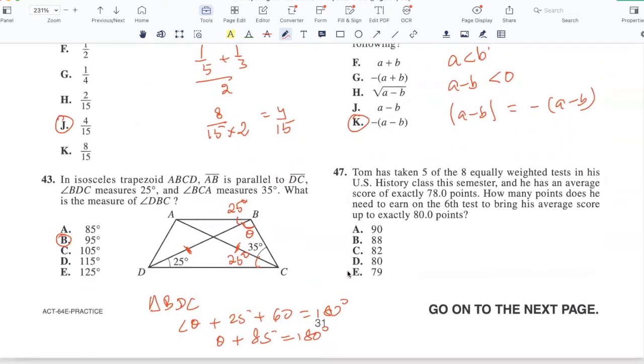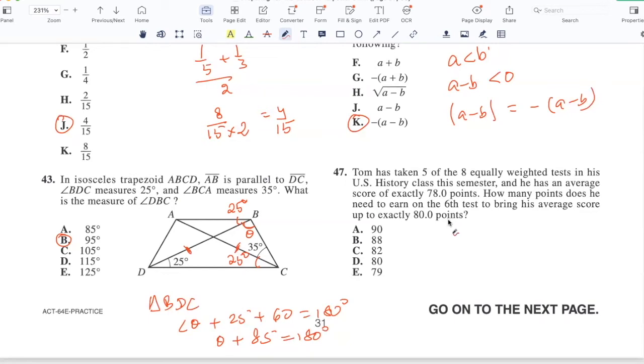Tom has taken 5 of the 8 equally weighted tests in his US history class this semester, and he has an average score of exactly 78 points. How many points does he need to earn on the 6th test to bring his average score up to 80 points? Okay.